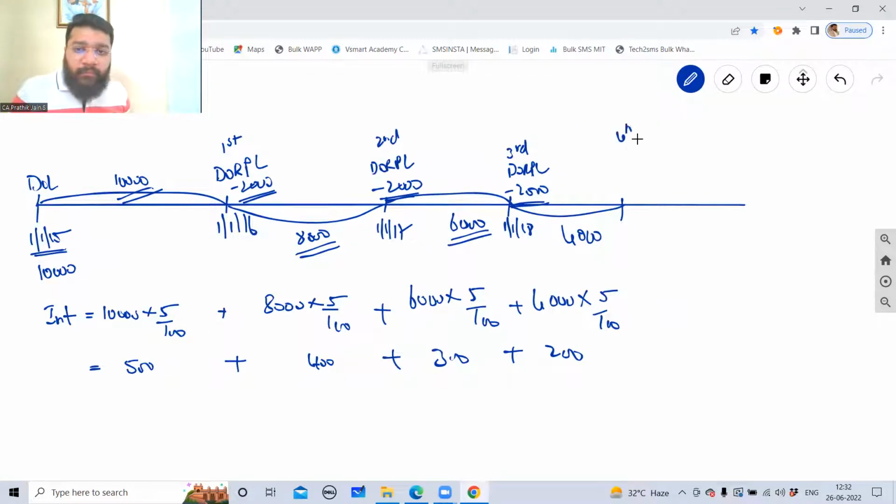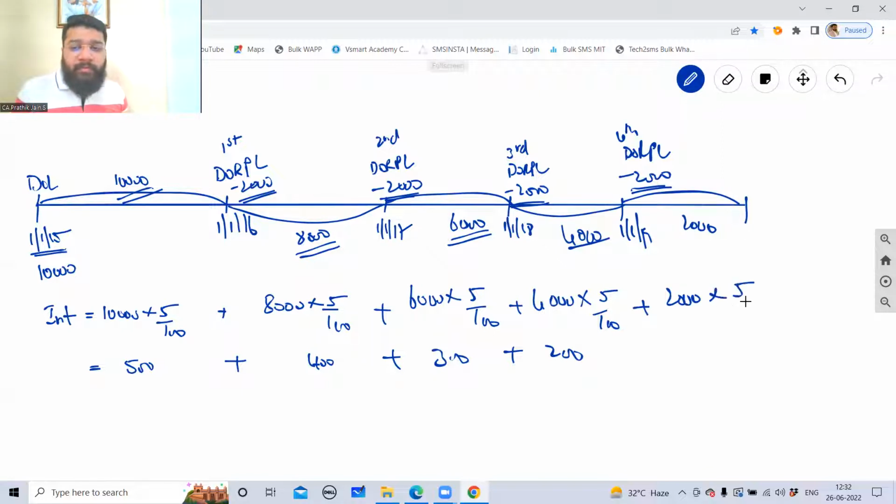Then fourth date of repayment of loan, which is again 2000 gone, because on 1-1-19 we are making the repayment, fourth installment. So here 2000 rupees gone. So what is the balance? From 4000, if 2000 is repaid, balance is 2000. So what is the interest here? 2000 into 5/100, which is 100.